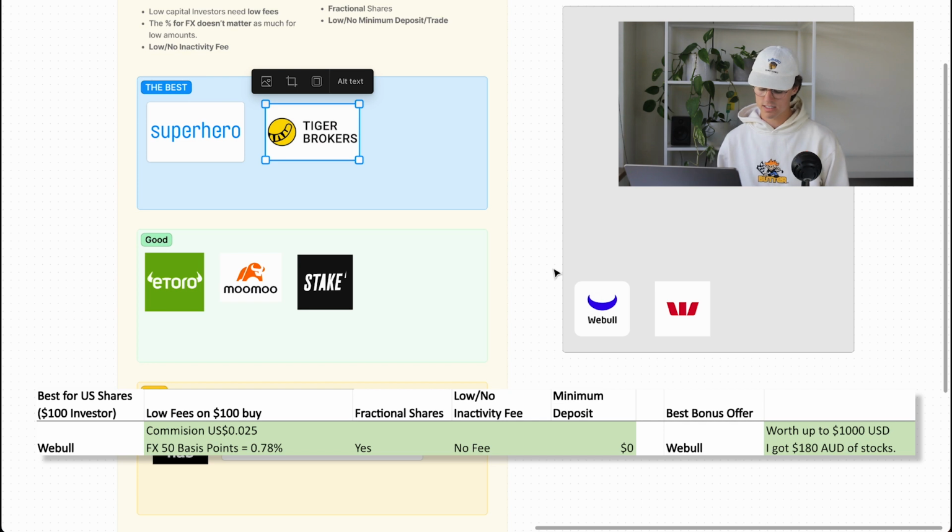Fractional shares, yes, they have fractional shares, which is another tick. They don't have any fee, and their minimum deposit is $0 again. Webull also has a bonus offer. Like Moomoo, their bonus offer's always changing. It could be 6 stocks, it could be 15 stocks, they could be worth $2 each, they could be worth up to $1,000. I got 180 Aussie dollars worth of stock when I signed up. So hopefully you do as well.